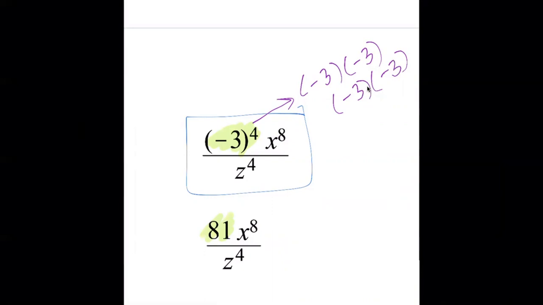And 81 comes from 3 times 3 is 9, 9 times 3 is 27, and 27 times 3 is 81. So again, we just simply multiply them out. That's going to give you the 9, the 27, and then the last one's going to give you the 81. So that's how they came up with that number of 81.